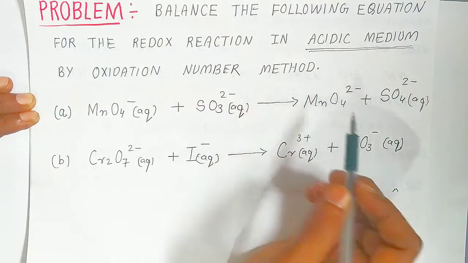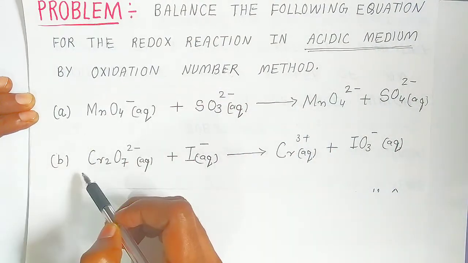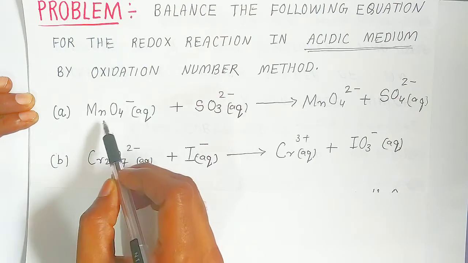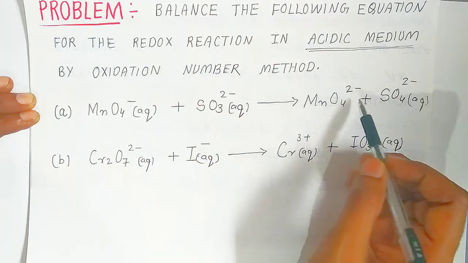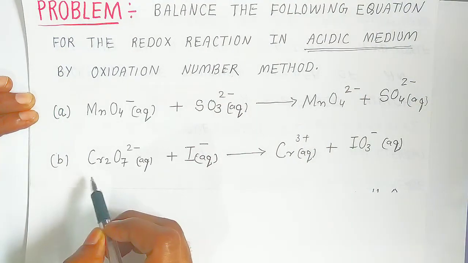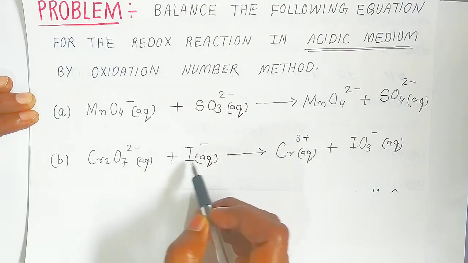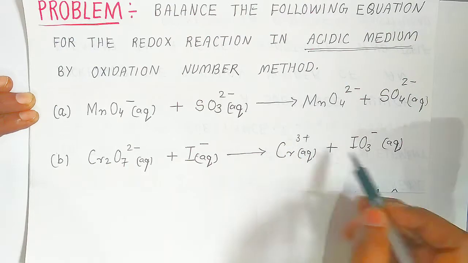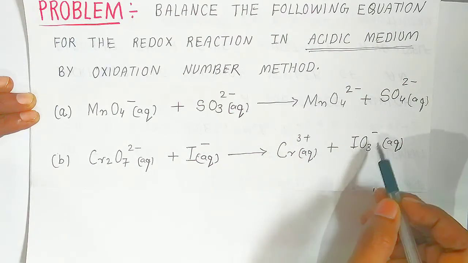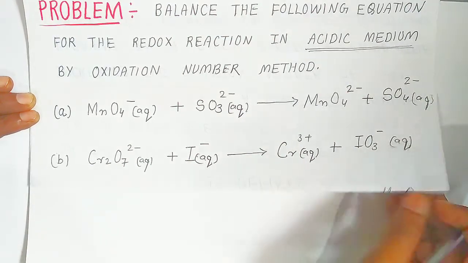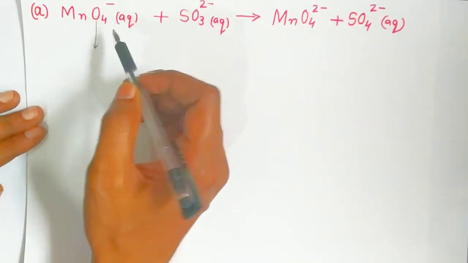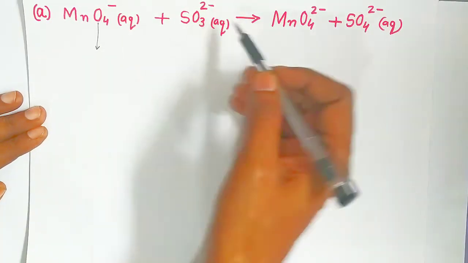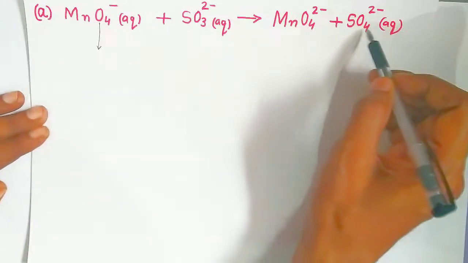by the oxidation number method only. Here we are going to do two examples today. First, MnO4- reacts with SO3 2- to give MnO4 2- and sulfate 2-. Second, dichromate 2- combines with iodine to give chromium 3+ and iodate, that is IO3-. First, students, we are going to see the first example: MnO4- combines with SO3 2- to give MnO4 2- and sulfate 2-.